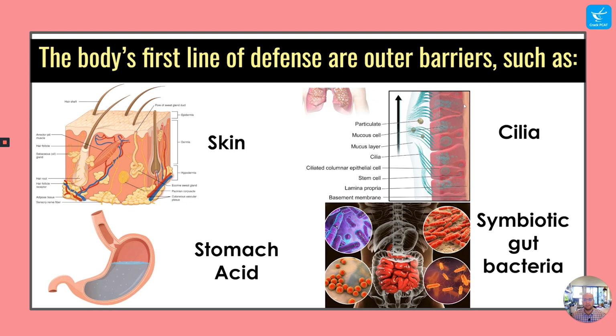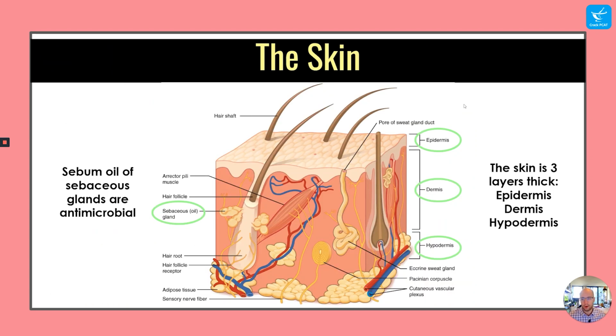The body's first line of defense are outer barriers, such as the skin, the cilia, stomach acid, and symbiotic gut bacteria. Even your tears have antimicrobial properties. The skin has sebaceous glands, which secrete sebum, and sebum has antimicrobial properties. The skin is also 3 layers thick, and this helps to protect you and form a barrier against the outside world.